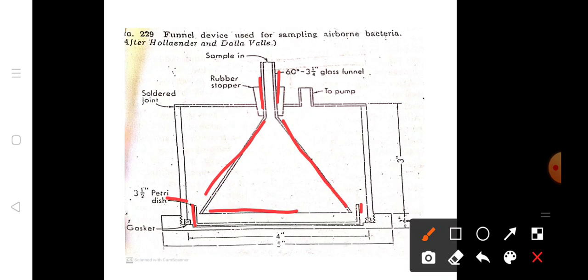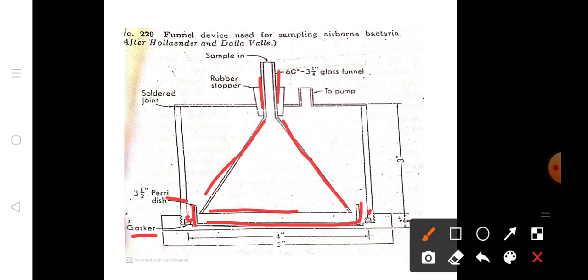This Petri plate contains the nutrient agar, and it is placed in the lower portion of the entire container and then screwed. The Petri plate is screwed tightly against this gasket. The gasket will fix this Petri plate, and the plate is placed into the lower portion of this container.